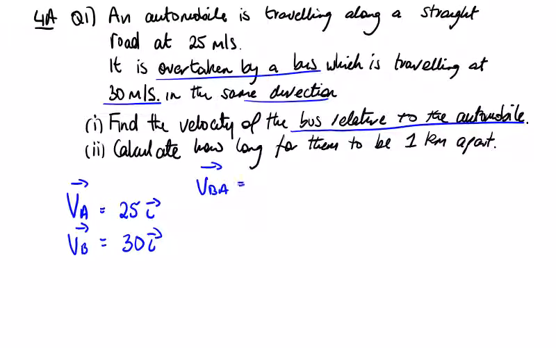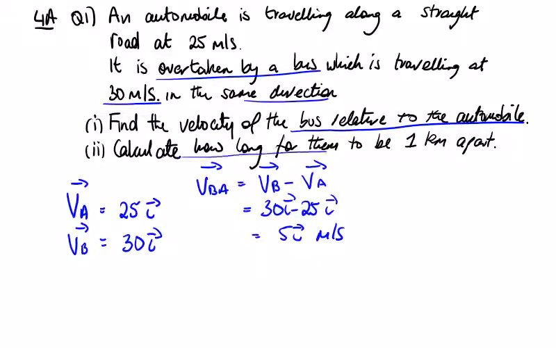Velocity of B relative to A is going to be the velocity of B minus the velocity of A, which is going to be 30 minus 25 in the i direction. I should probably just put them in. So that's equal to 5i, and our units are in meters per second. And you can see how long they're going to be a kilometer apart. Well, he's gaining 5 per second, so 1,000 divided by 5 is 200 seconds. They'll be a kilometer apart.